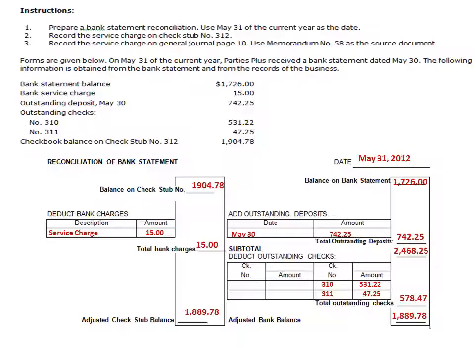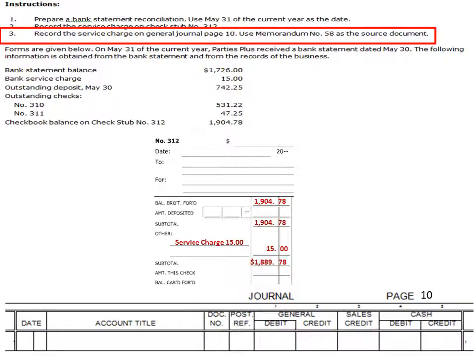Now, if you look, we have one more thing we have to do, which is to record the service charge on page 10. We want to use memorandum 58. Now, if we have a service charge, you might be wondering, why are we using a memorandum and not using a check? Well, a bank does not issue a check when you pay a bank for a service charge. It just automatically takes it out of your account. So no check is written.